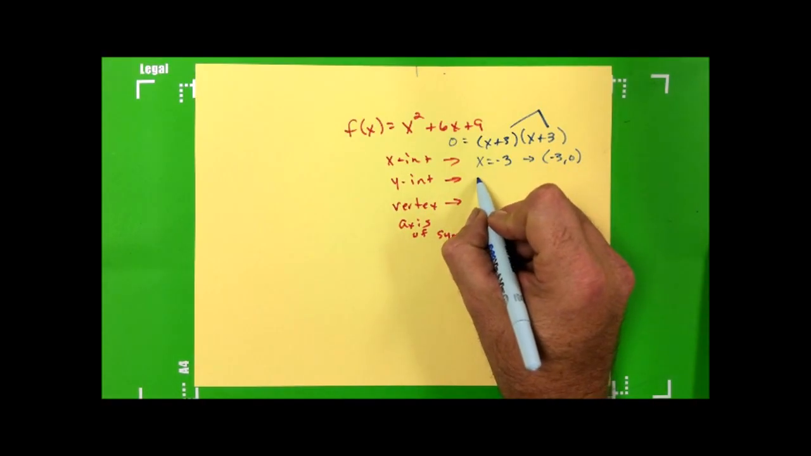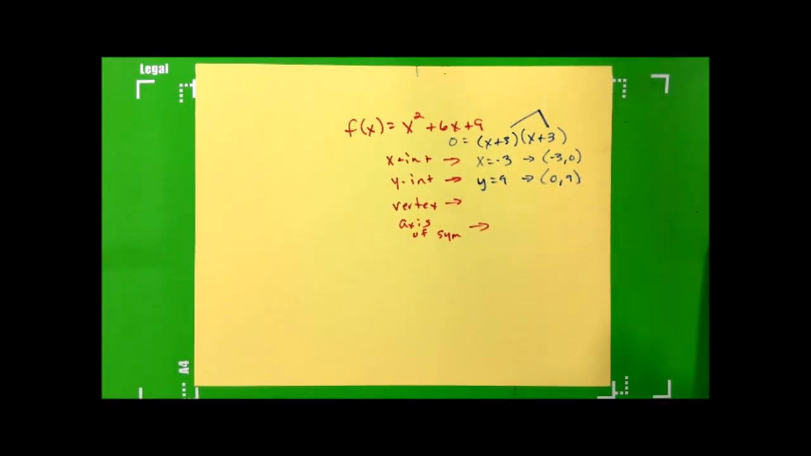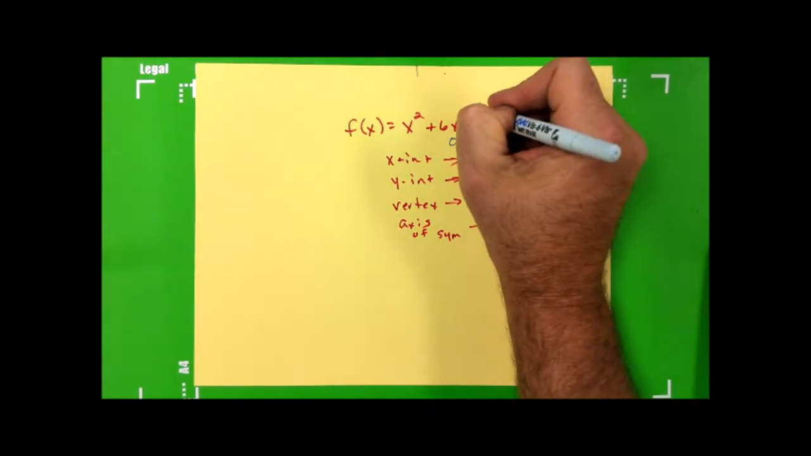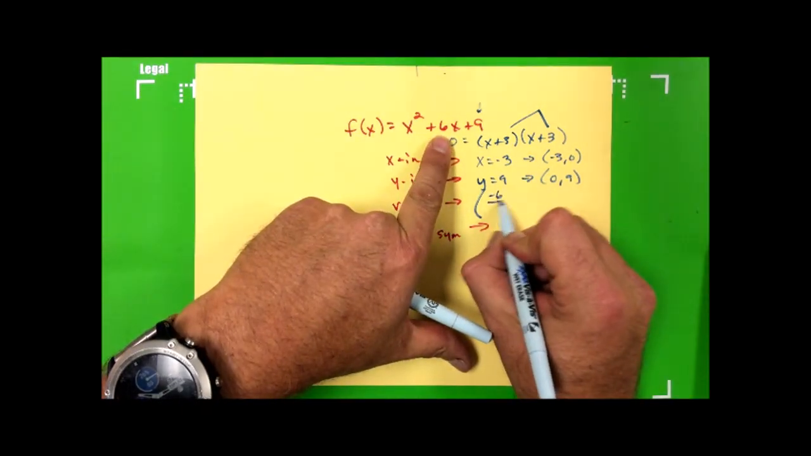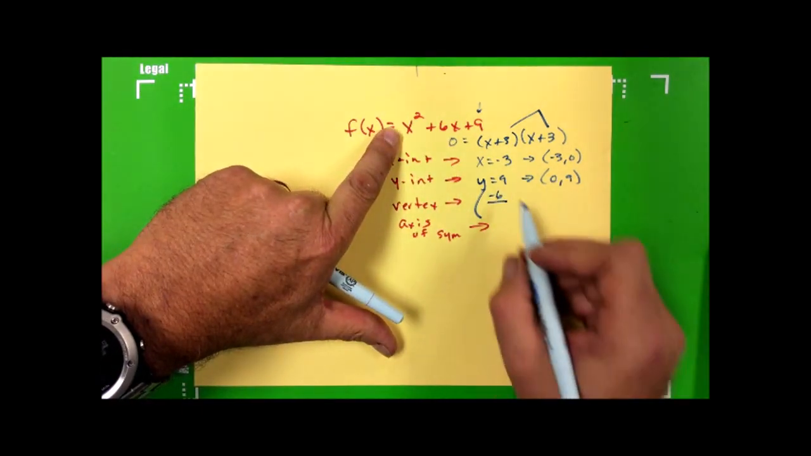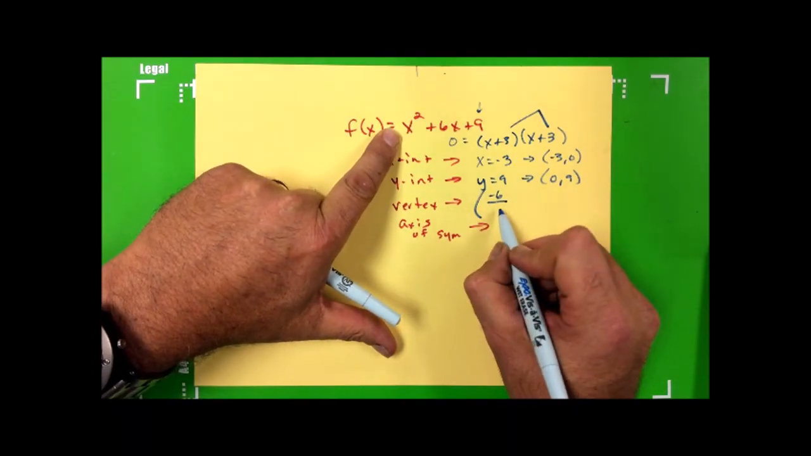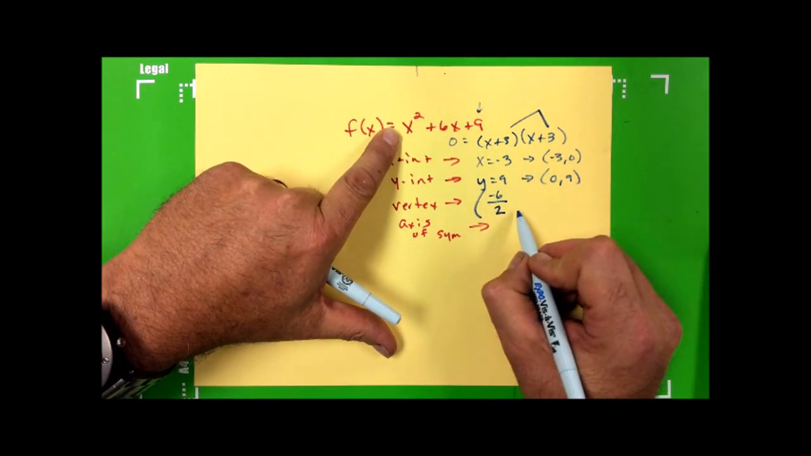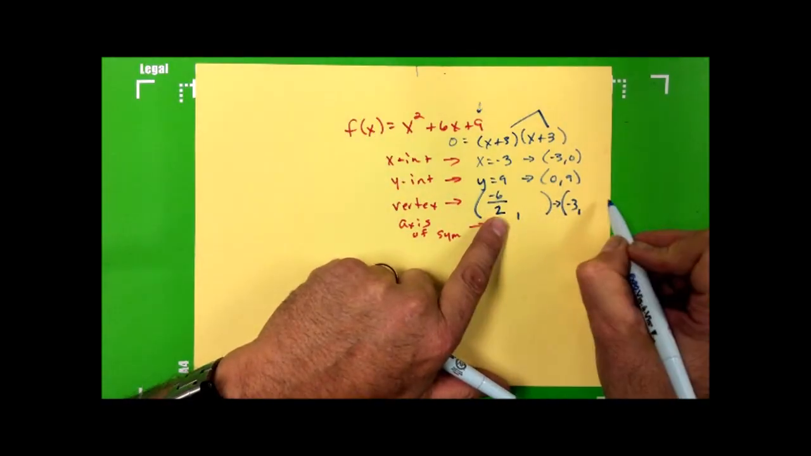Y-intercept is what? 9. Y equals 9. I prefer to see it as (0, 9), but that's okay. All right? And it always matches the C. The vertex is negative b over 2a. Negative b is negative 6 over 2 times a, which is 2 times 1, which is 2. And then that gives me what? That gives me a negative 3 for the vertex, doesn't it?